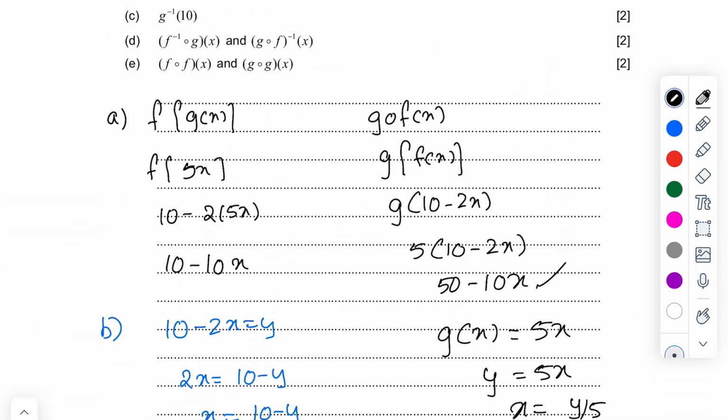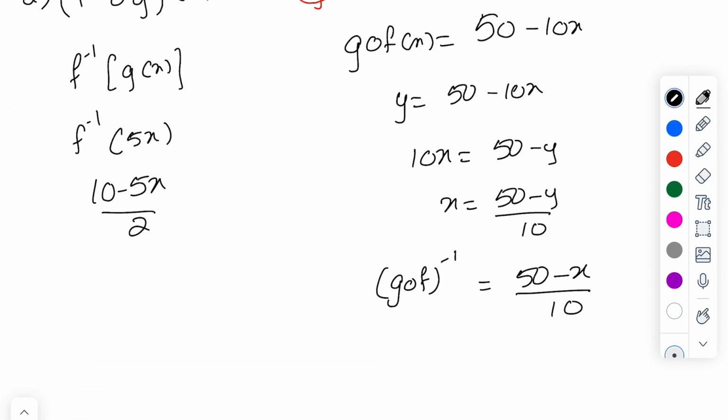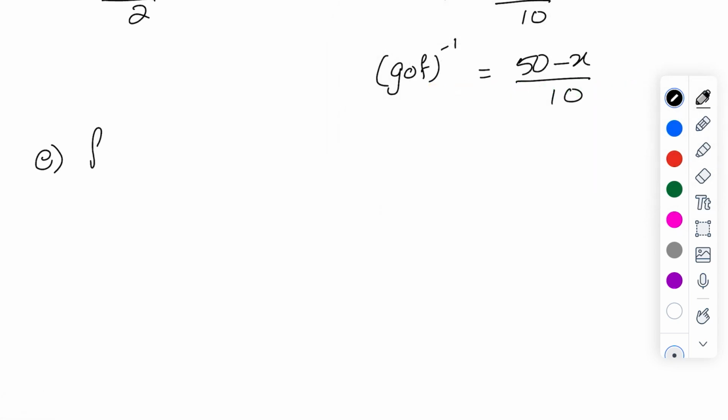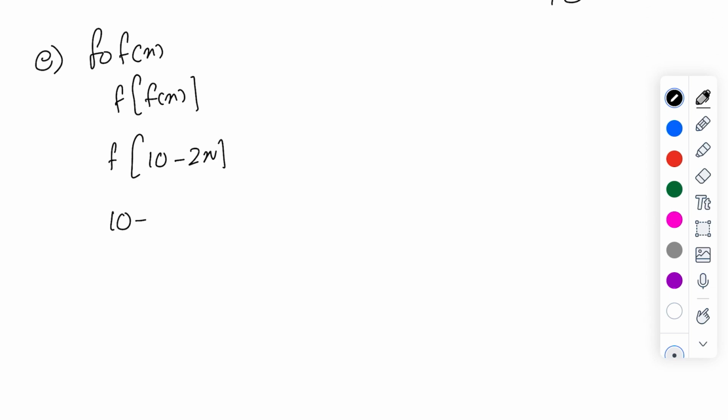Then finally part E, f circle f of x and g circle g of x. So f circle f of x. So f of x. What is f of x? 10 minus 2x. F of 10 minus 2x: 10 minus 2 times 10 minus 2x. So it becomes 10 minus 20 plus 4x. So it becomes 4x minus 20.